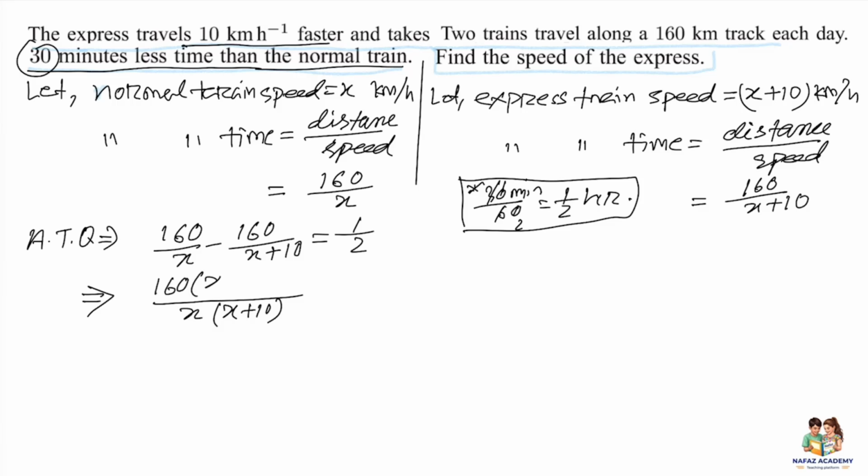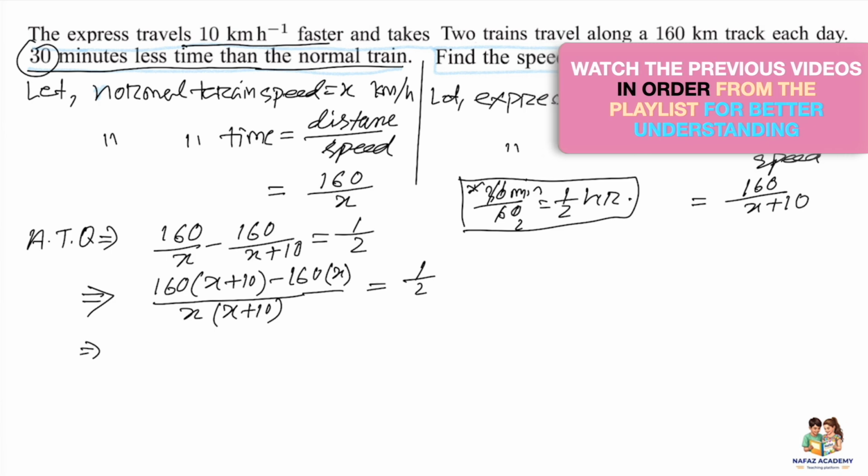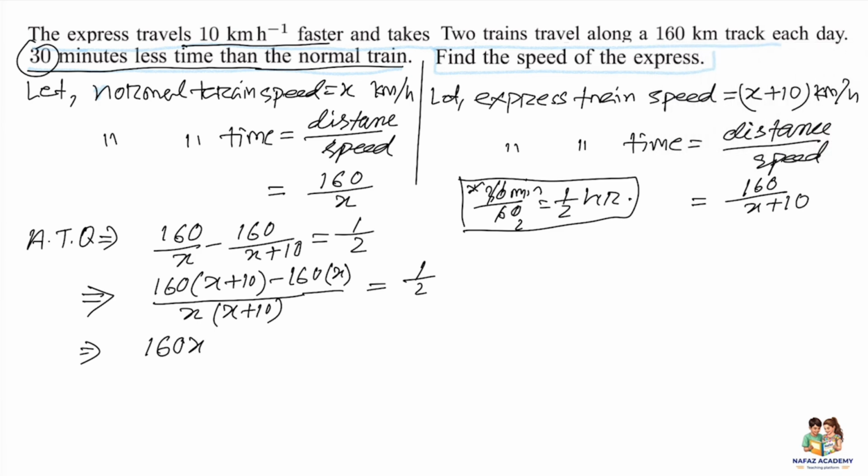Okay, take the LCM of x and x plus 10. 160 times x plus 1600 minus 160x equals half times x plus 10, that is x squared plus 10x. You understand? Cross multiplication.